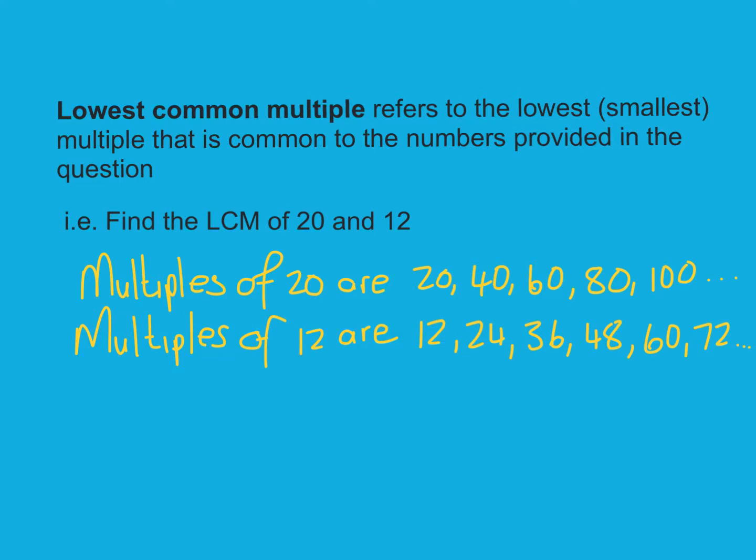Alright, so the multiples of 20 are 20, 40, 60, 80, 100, and those dots mean it goes on forever. Multiples of 12 are 12, 24, 36, 48, 60, 72, and the dots mean we go on forever. Alright, so we have a look at our various multiples here, and we try and find our lowest common one. 20, 12, 24, 40, no there's no 40, 60, there's a 60. So the lowest common multiple is 60. There you go.